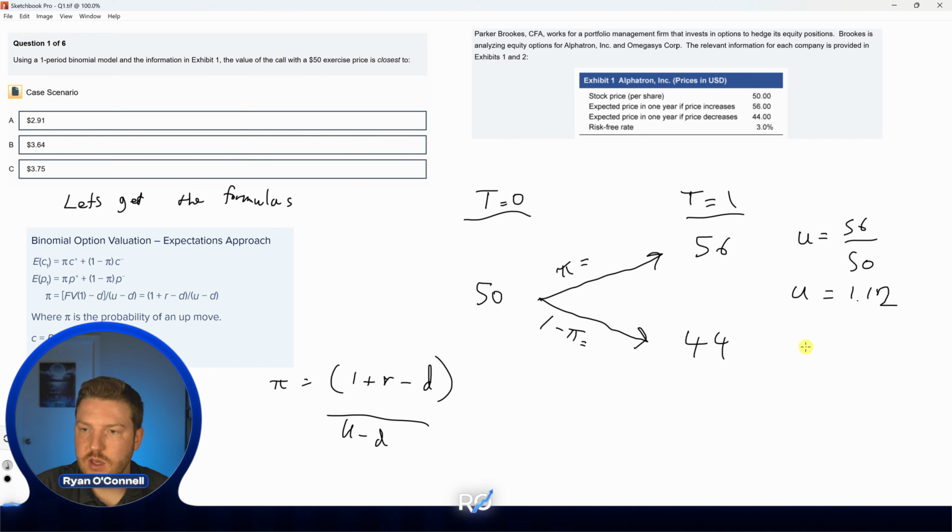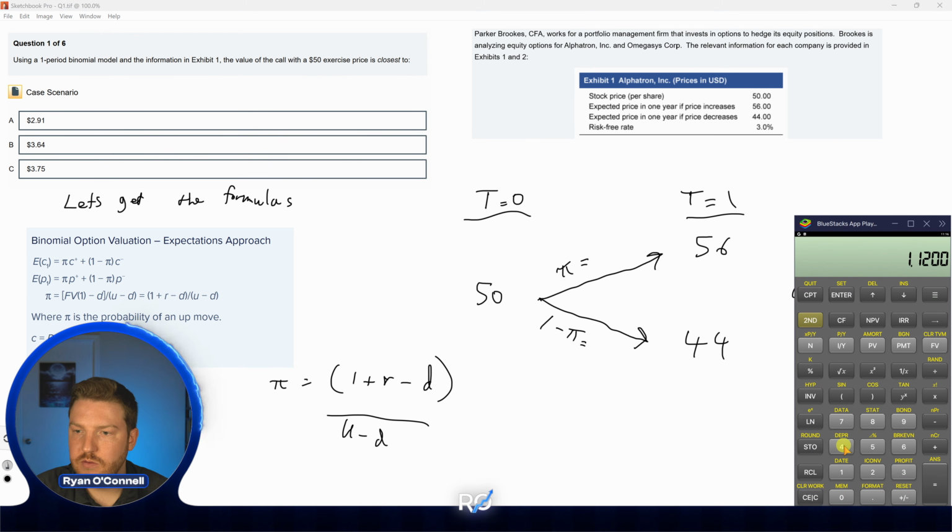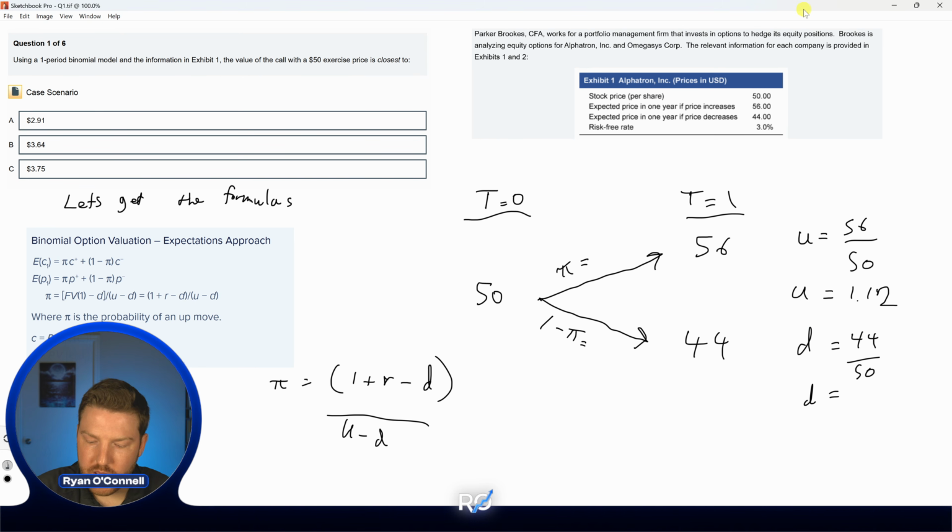Now the down factor is going to be equal to 44 divided by 50. Let's punch that in real quick. 44 divided by 50 gives us 0.88, so we got 0.88 for the down factor. We see up here our risk-free rate is 3%. So we can start plugging stuff in: 1 plus 0.03, minus the down factor of 0.88, divided by the difference between the up factor and the down factor, 1.12 minus 0.88.